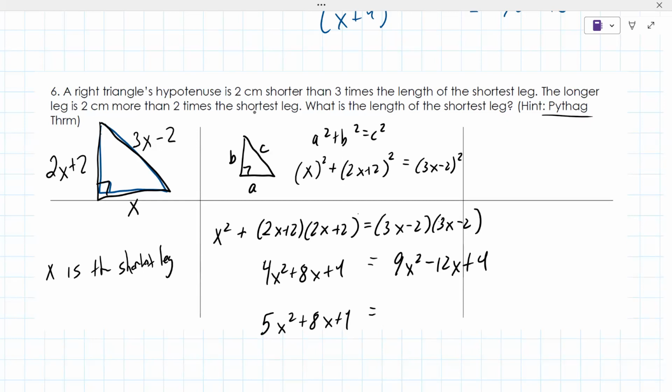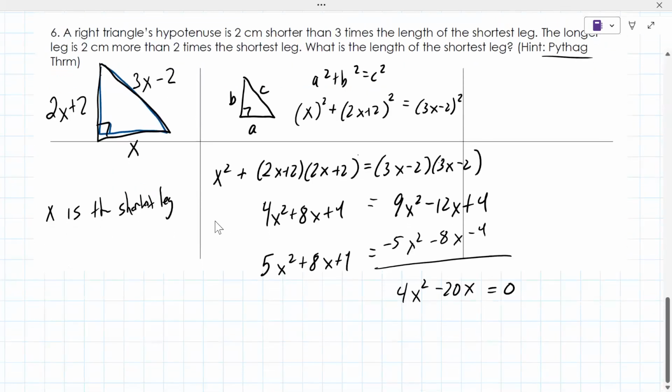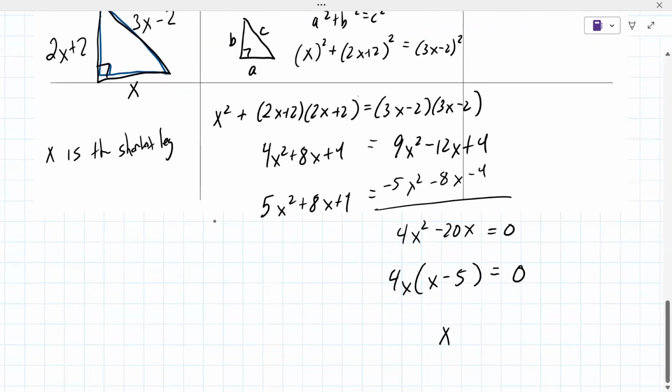Good. And then we're going to move everything to one side. So we're going to subtract 5x squared, subtract 8x, subtract 4. You end up getting 4x squared minus 20x equals 0. So you take out the x, and then take out 4x. Always take out the number as well if you can. Got it. Yeah, so then 4x equals 0 and x minus 5 equals 0. Then you would get x equals 0 and x equals 5. Right. And the only reasonable one here is the 5.